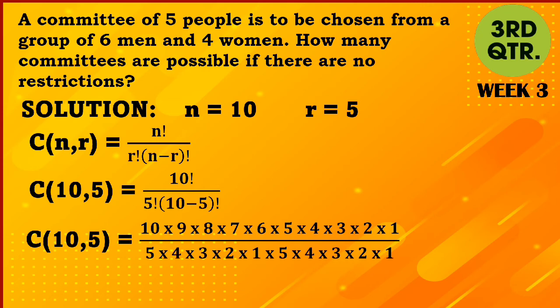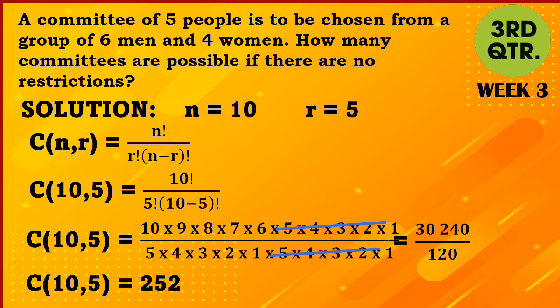So we still multiply 5 factorial by another 5 factorial, which is also equal to 5 times 4 times 3 times 2 times 1. By canceling the common factors in both numerator and denominator, 10 times 9 times 8 times 7 times 6 is equal to 30,240, and 5 times 4 times 3 times 2 times 1 is equal to 120. 30,240 divided by 120 is equal to 252. Therefore, the number of combinations in this problem is 252.